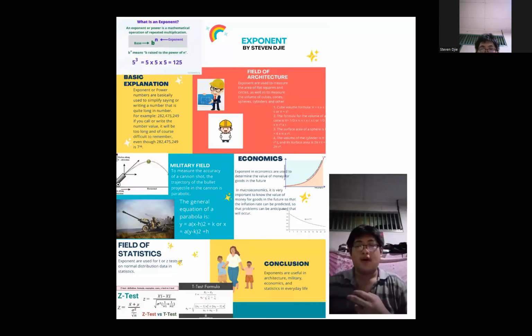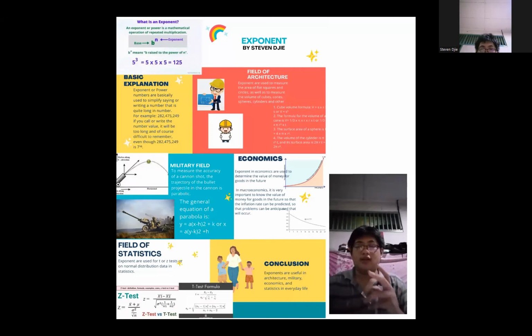Exponent is a real number that is multiplied by the number itself by the sum of its power. For example, 5 to the power of 3, or you can see my writing. That means the number 5 is multiplied by 5 three times. Or you can say 5 multiplied by 5 and multiplied by 5, three times.